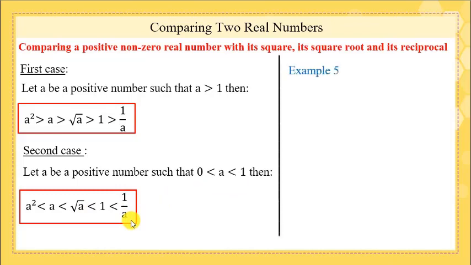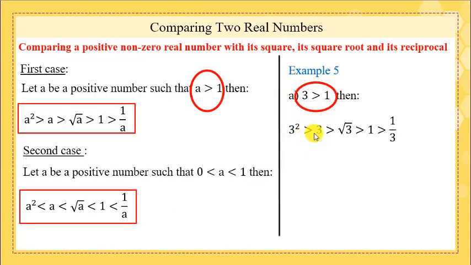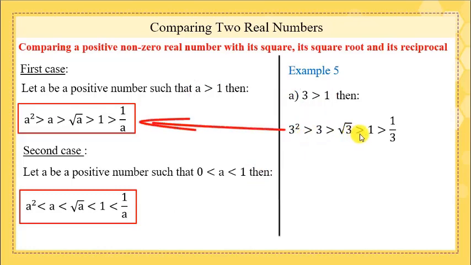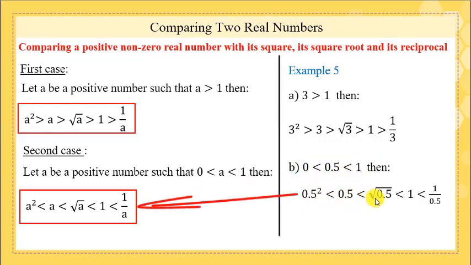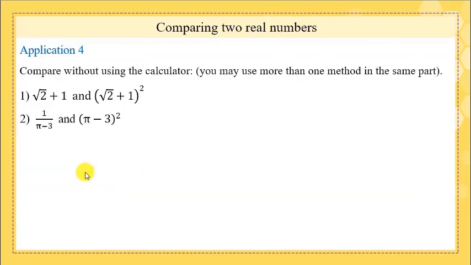Here, example 5. 3 is greater than 1, so 3 squared is greater than 3, greater than radical 3, greater than 1, greater than 1 over 3. But 0.5 is between 0 and 1, so 0.5 squared is less than 0.5, less than radical 0.5, less than 1, less than 1 over 0.5. These two rules should be memorized.